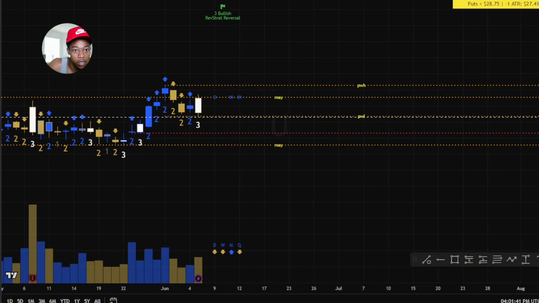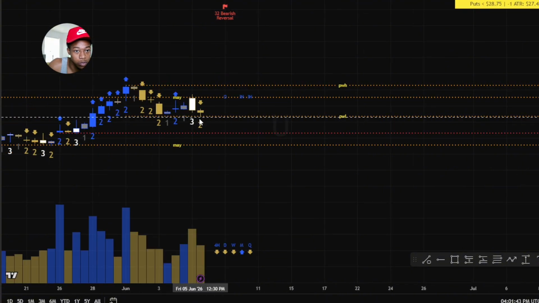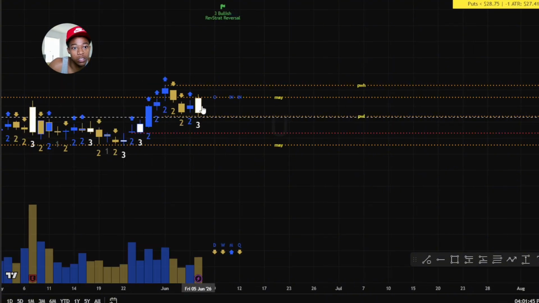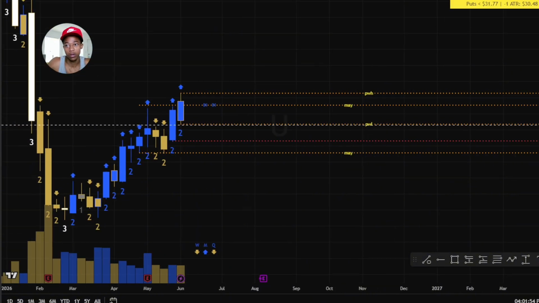Got a 3. Then we got a 3, 2. But the 3 right here is what's crucial. If price fills this right here, then we can go down, so we can set an alert from that. I like Unity right there.